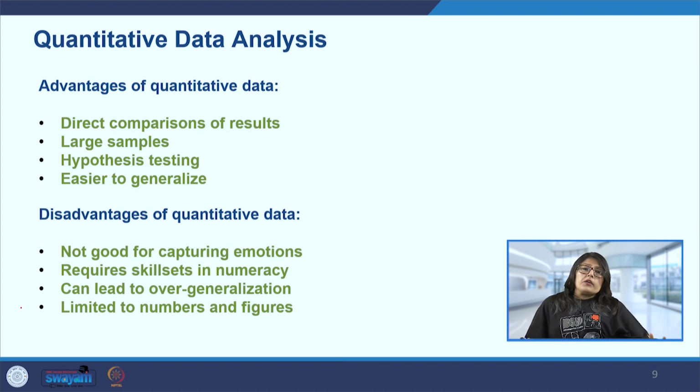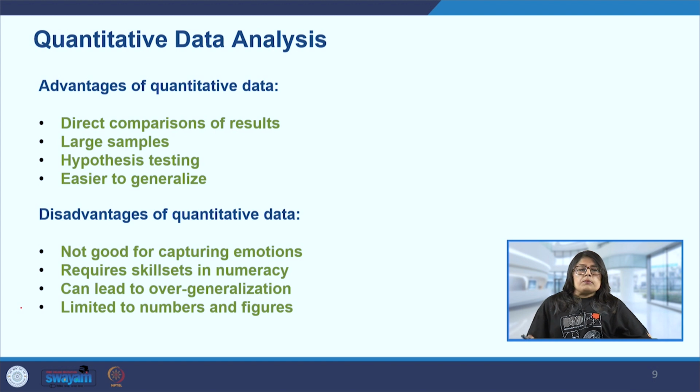Then because we're dealing with numbers, a certain skill set is required to actually work with those numbers and come up with the final findings. And this data, although it helps us in generalization, which we saw as an advantage, the disadvantage, on the other hand, can be that it can lead to over generalization.